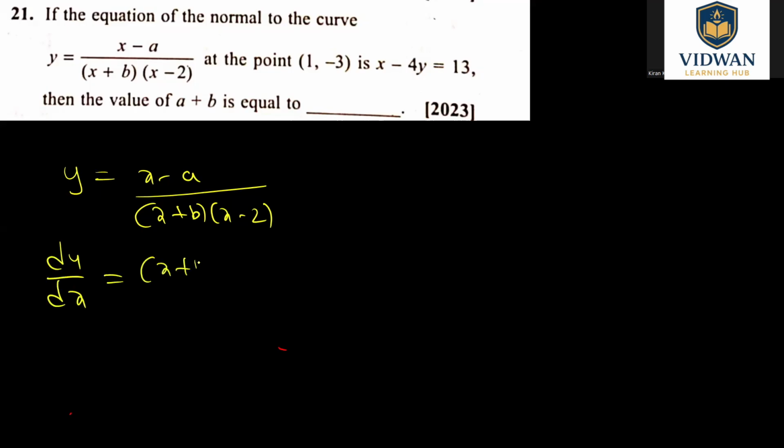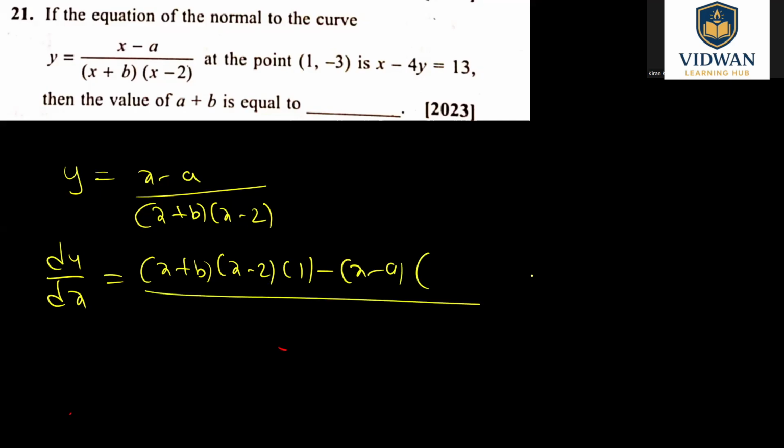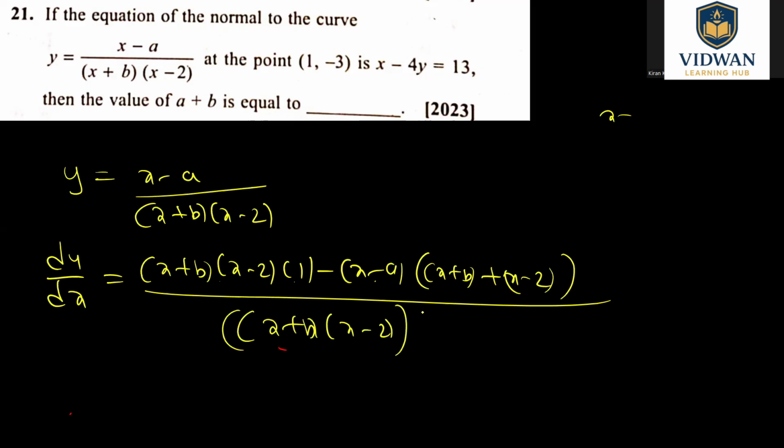So denominator, you write as it is, into the derivative of the numerator, that is 1. Minus numerator as it is, into the derivative of the denominator. So what is the derivative of the denominator (x plus b) into (x minus 2)? Write x plus b as it is, differentiation of x minus 2 will be 1, and then write x minus 2 as is, differentiation of x plus b will be 1. This is the derivative of the denominator. So here, denominator into derivative of numerator minus numerator into derivative of denominator, by the square of the denominator, (x plus b) into (x minus 2) whole square. So this dy by dx is the tangent slope.